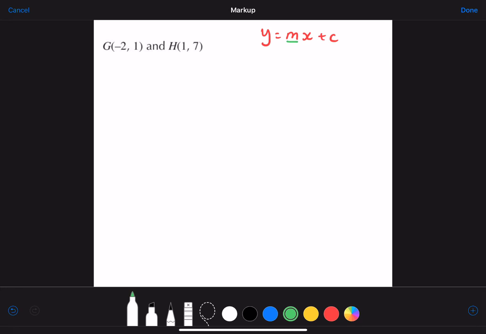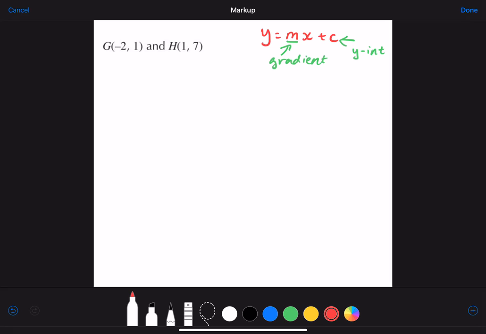So here, m represents the gradient. We need to find the gradient because that will tell us how steep or flat the line would be and which direction it's facing, upwards or downwards. And then we also have the c value, which is the y-intercept. The y-intercept basically tells us where the line cuts the y-axis. Alright, so this makes each line unique.